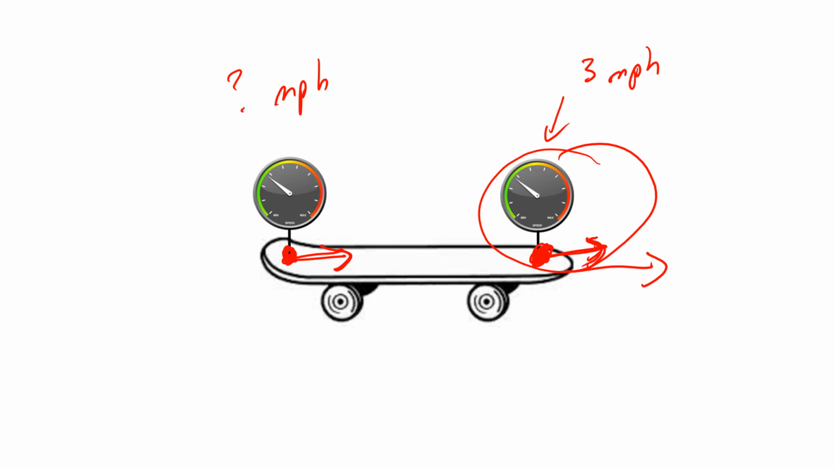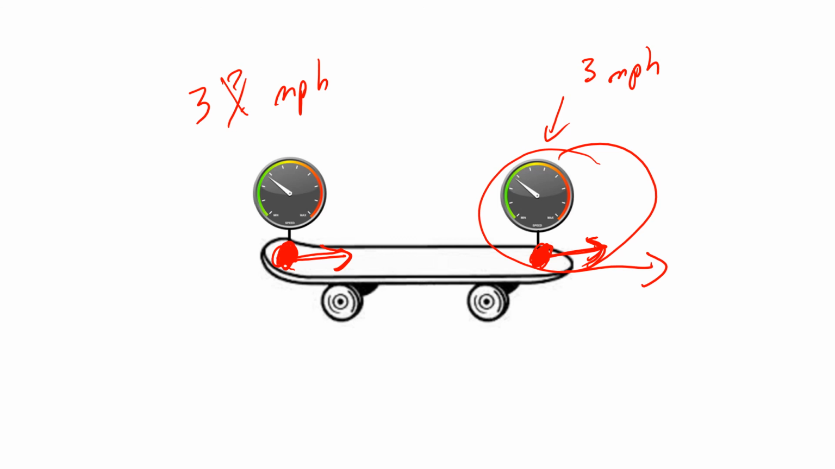Okay, well, the answer is that this should also say 3 miles per hour, right? Because those 2 points are attached to the skateboard, so if this end is going 3 miles per hour, so is this one. If this point was going slower than 3 miles per hour, then the skateboard would have been stretching or something like that. And if this one was going faster than 3 miles per hour, then it was compressing or something.